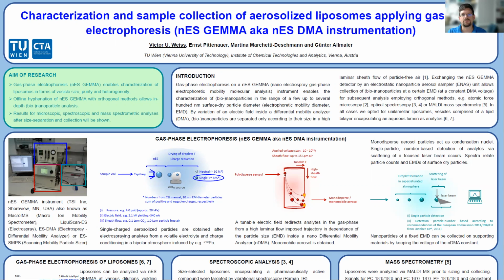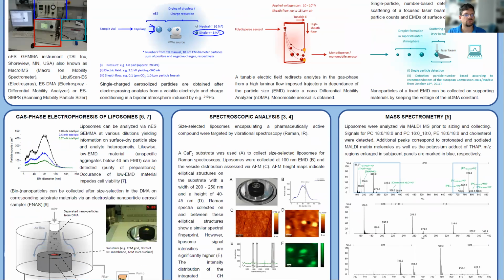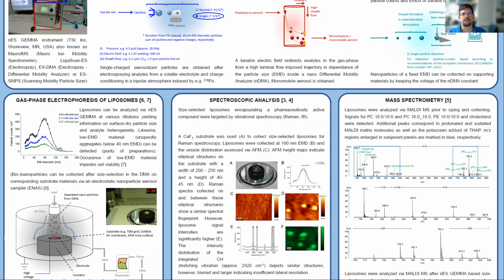Next, the polydisperse aerosol is introduced to the second part of the instrument, the nano-differential mobility analyzer. There, particles are separated in a high laminar sheath flow and an orthogonal tunable electric field. By variation of the field strength, analytes are size separated and finally are counted in the condensation particle counter unit of the instrument. In the end, we get a spectrum, and you can see it here for liposomes, where particle size is related to particle count values.